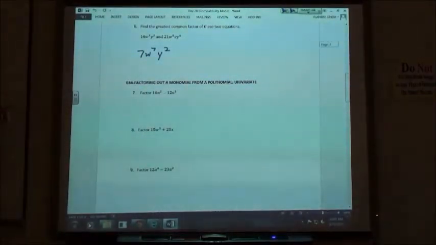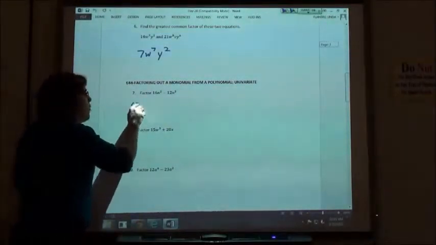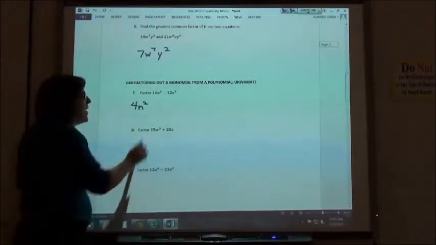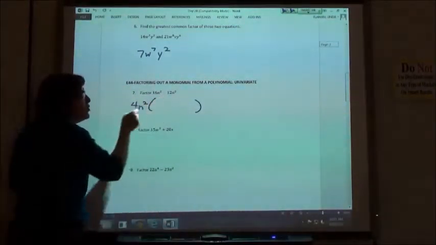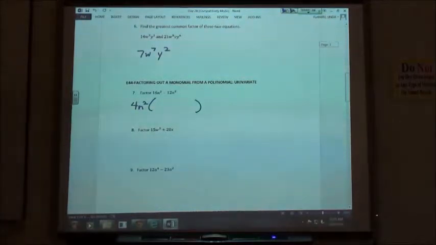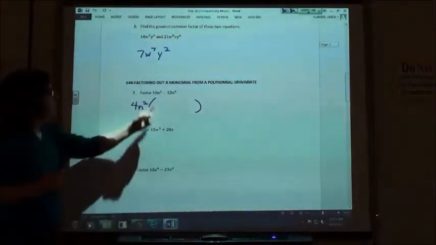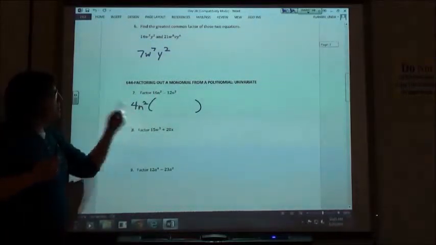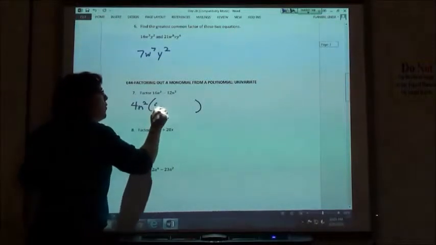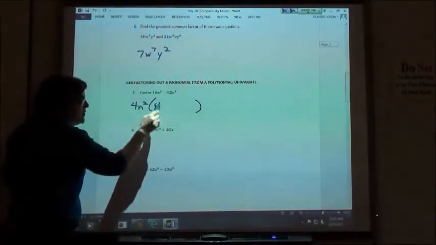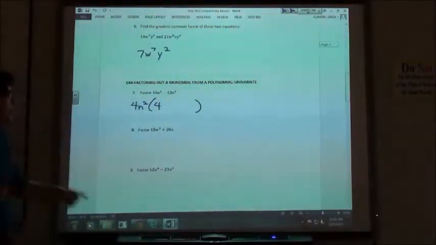16n squared minus 12n to the third would have a greatest common factor of 4n to the second. So I'm going to write that in front. I'm then going to put parentheses, and I'm going to divide each of those two terms by that factor. So I'm dividing my coefficient and subtracting my exponents. So 16n squared divided by 4n squared is just a 4. And if you took this times this, you should end up with that first term.